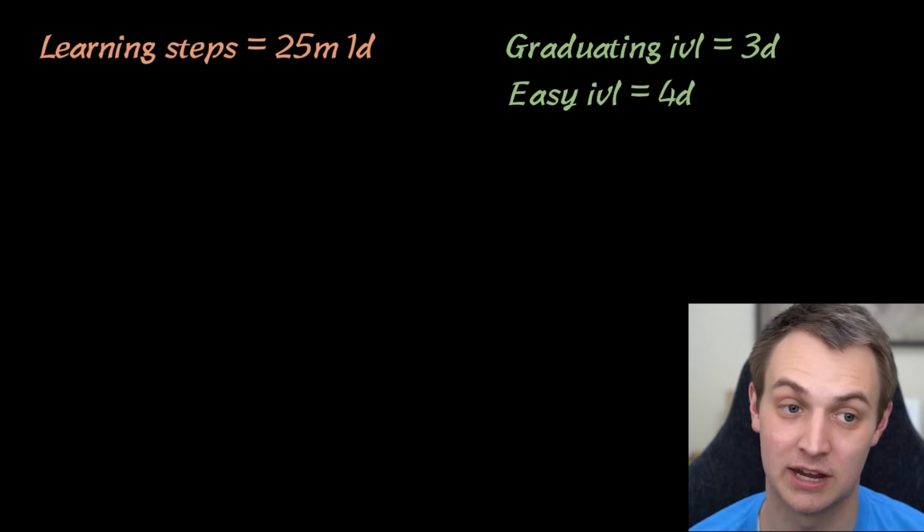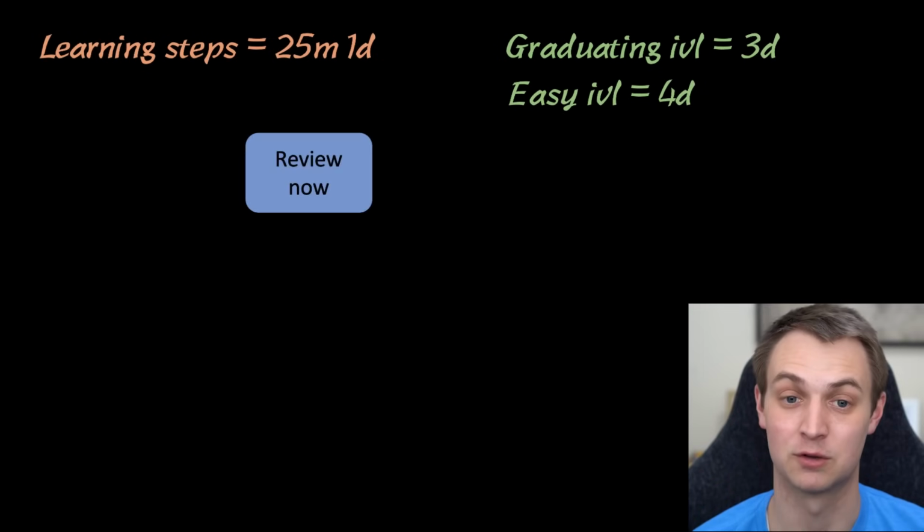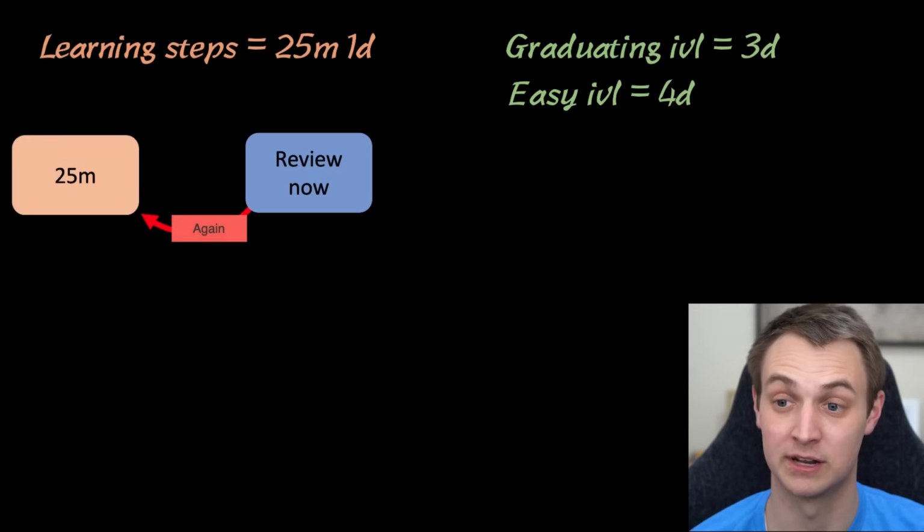So here are the changes. I made my learning steps 25 minutes and 1 day. My graduating interval is 3 days. My easy interval is still the same. So if we review the card and hit again on it, it's going to go to 25 minutes, that first learning step there.